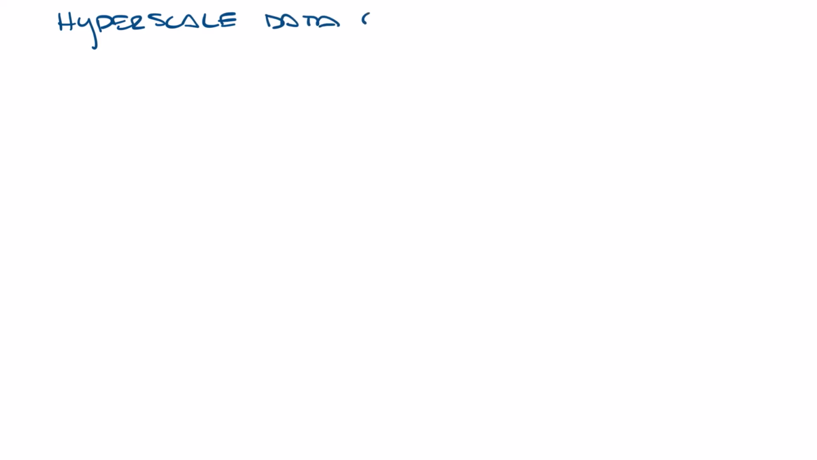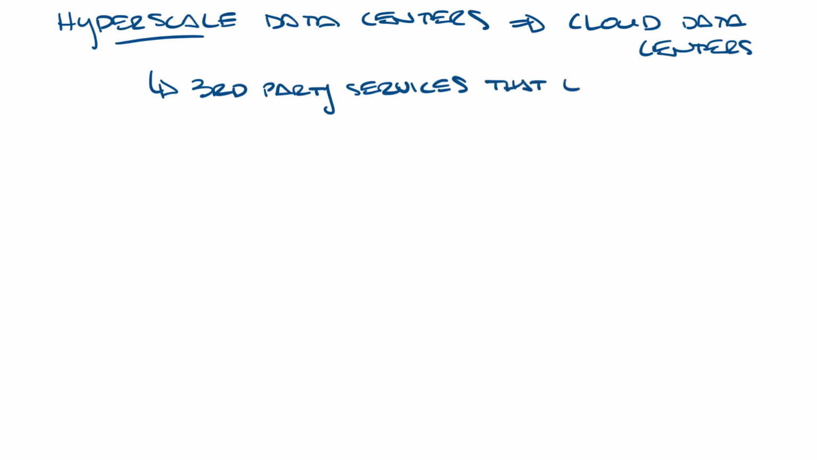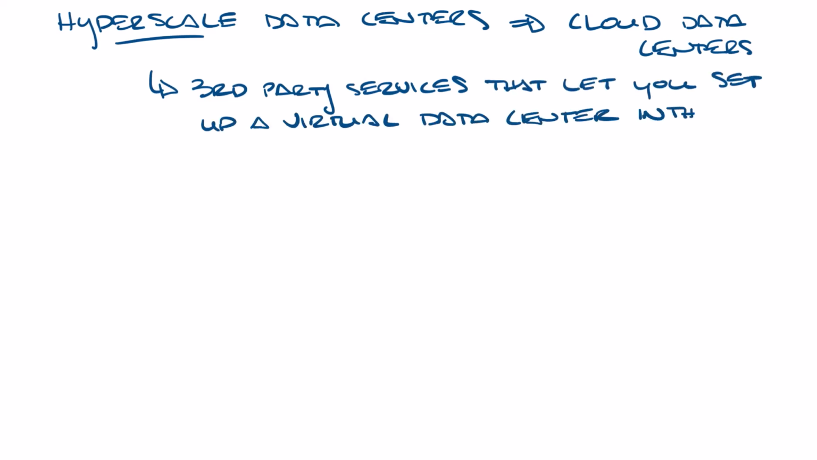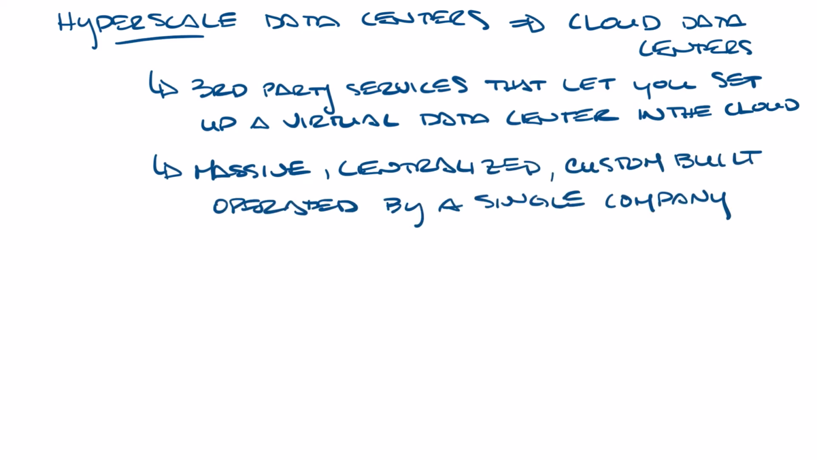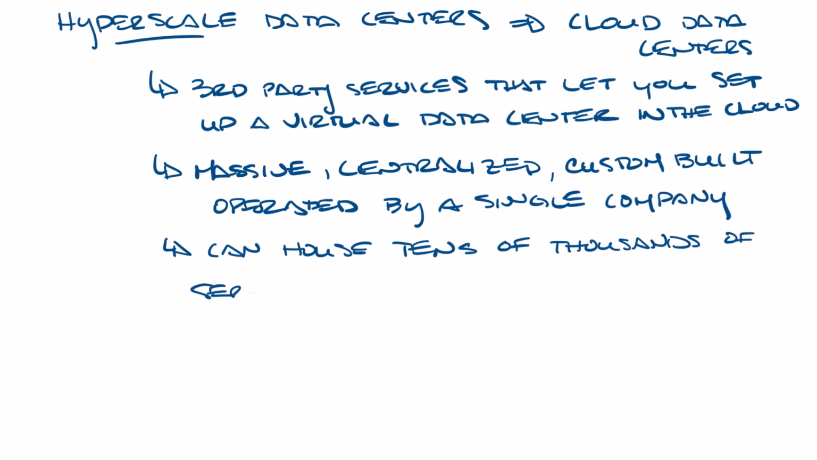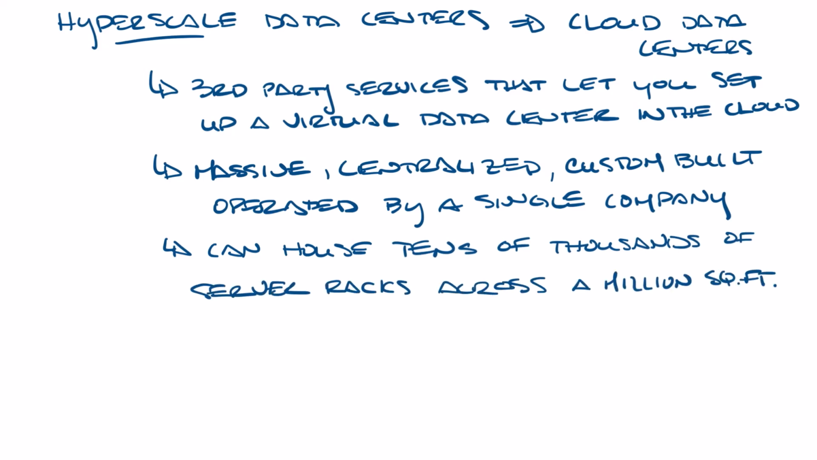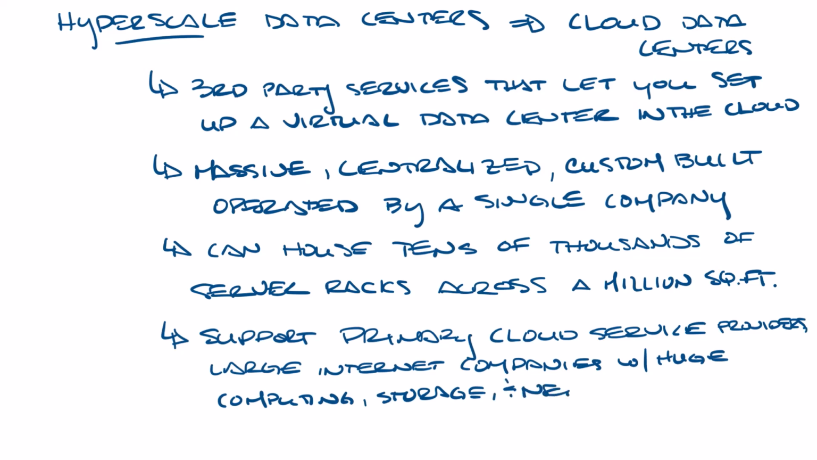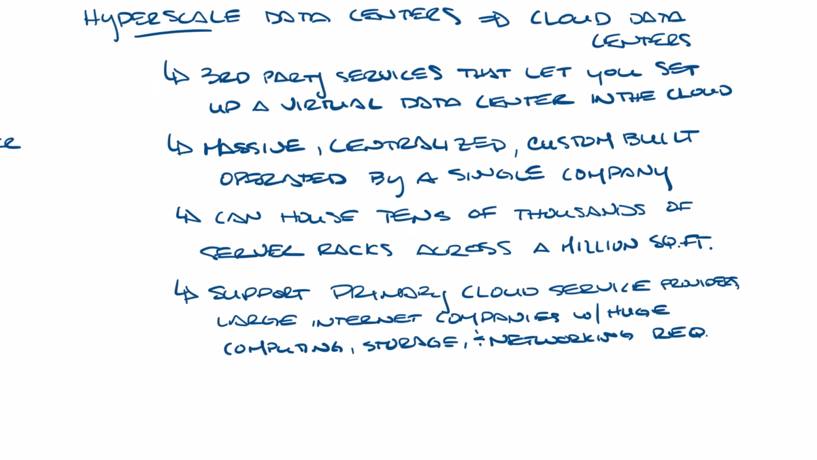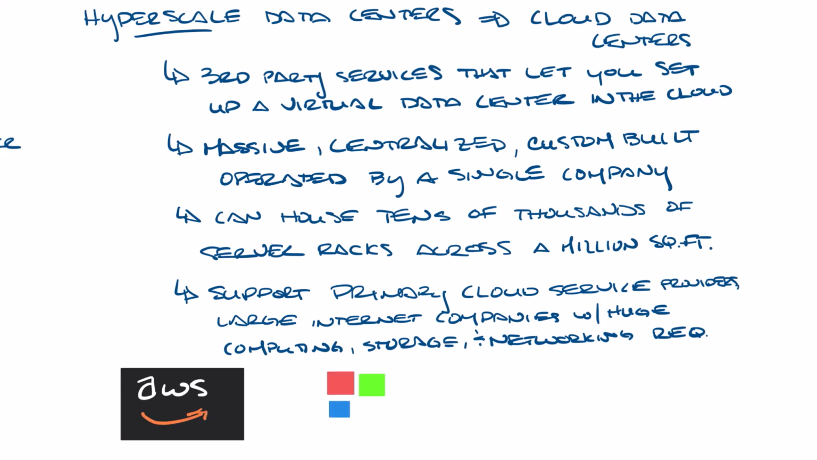Next, there are hyperscale data centers, also known as cloud data centers. They are third-party services that let you set up a virtual data center in the cloud. They are massive, centralized, and custom-built facilities that are operated by a single company. They can house thousands of racks and tens of thousands of servers across 1 million square feet. These facilities support primarily cloud service providers and large internet companies with huge computing, storage, and network requirements. Make a little room here. Amazon Web Service and Microsoft Azure are examples of the hyperscale data centers. Let's make room one more time.